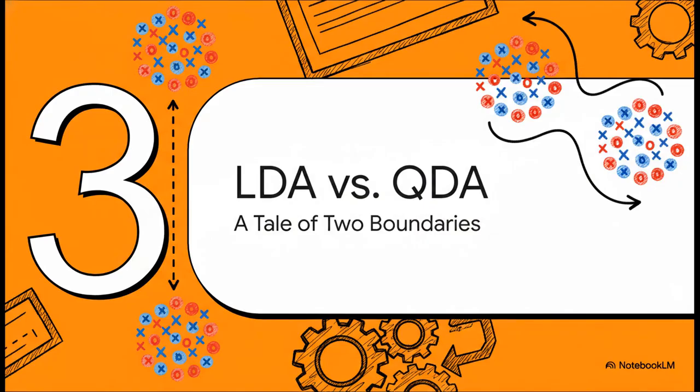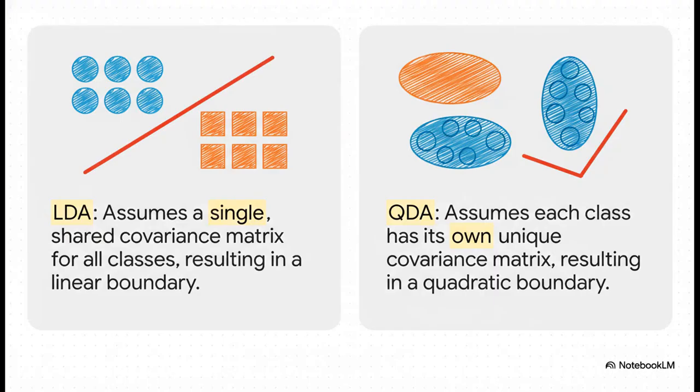To really get a feel for LDA's strengths and its weaknesses, let's compare it to its more flexible sibling, quadratic discriminant analysis, or QDA. They basically share the same DNA, but one tiny little difference in their assumptions leads to completely different results. Here is the fundamental difference.